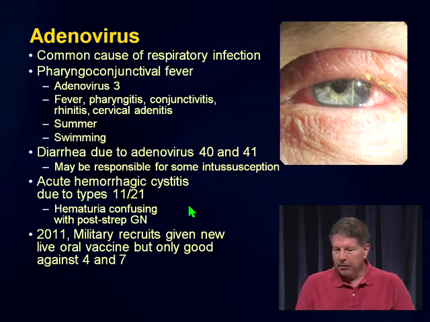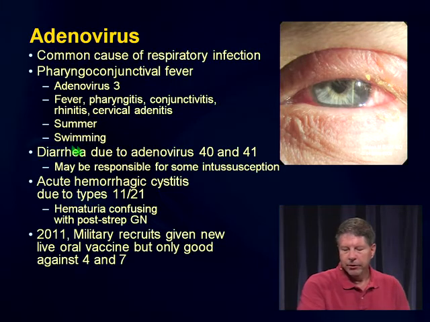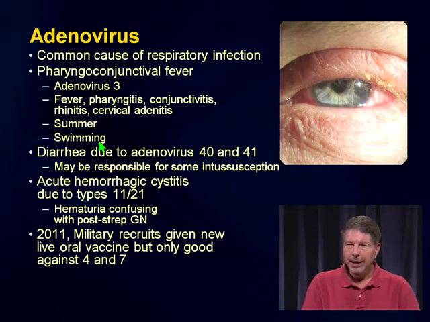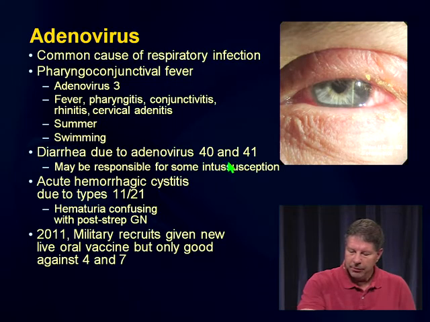All right, adenovirus. A couple things about this. Common cause of a respiratory infection. The classic thing you see is a swimming pool. So on the test, look out for summer, swimming pool, conjunctivitis. Okay? Swimming pool, summer, conjunctivitis. Everybody's got conjunctivitis at the swimming pool. All right? That's adenovirus. You can also get a diarrhea due to these types.